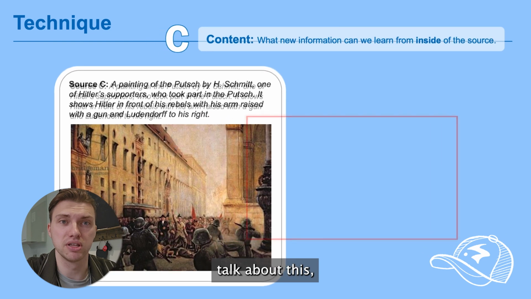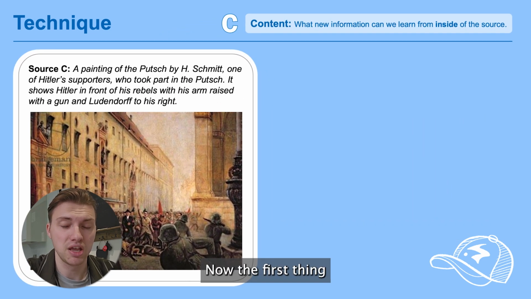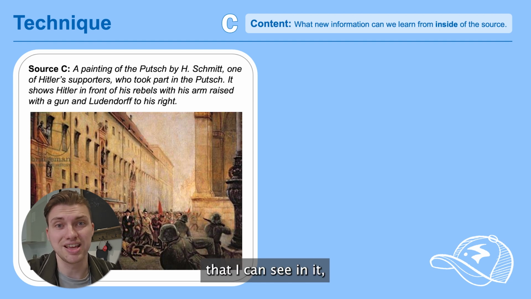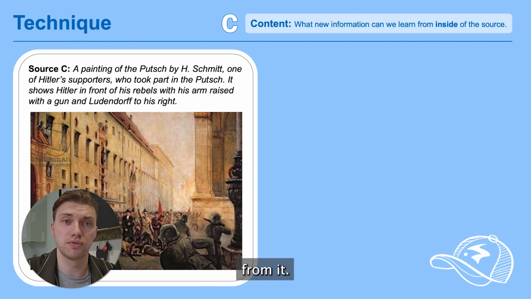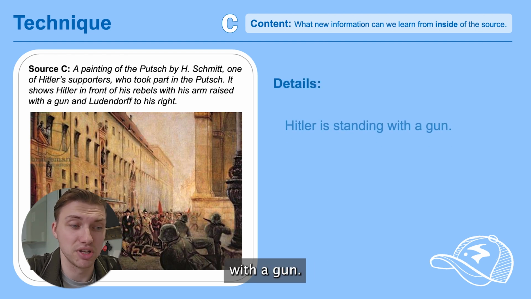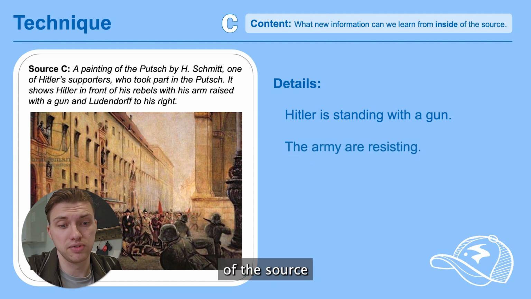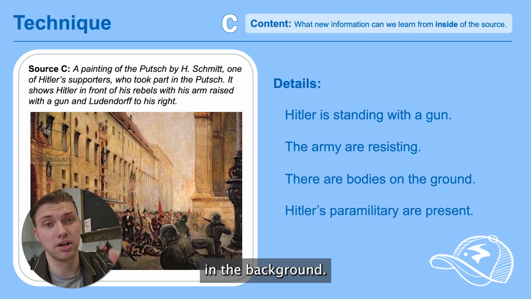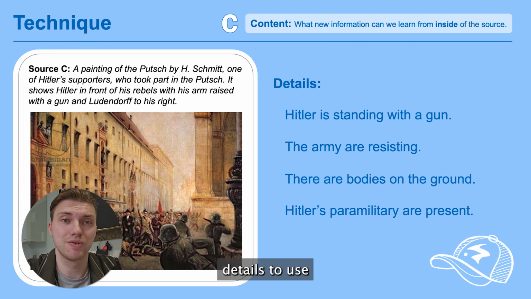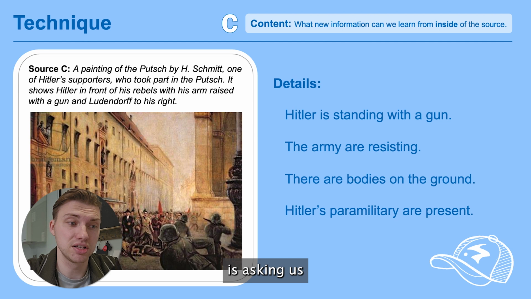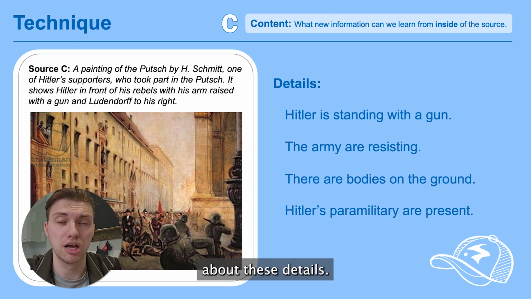And in order to talk about this, we are going to be making inferences. Now, the first thing I like to do to pick apart the source is make a list of key things that I can see in it, or key quotes that I can read from it. In this particular source, the details that I can see are Hitler standing in the centre with a gun, the army are at the front of the source resisting Hitler, there are bodies on the ground, and Hitler's paramilitary are present in the background. Now, this is good to just start picking out details to use as an example in your writing. However, what the question is asking us is to consider what is useful about these details.